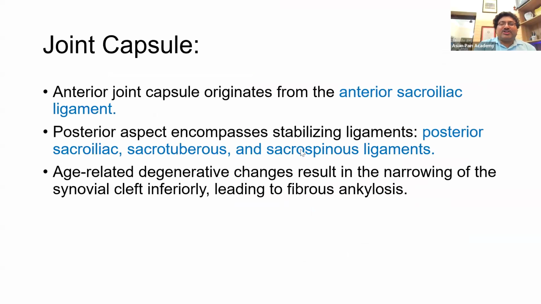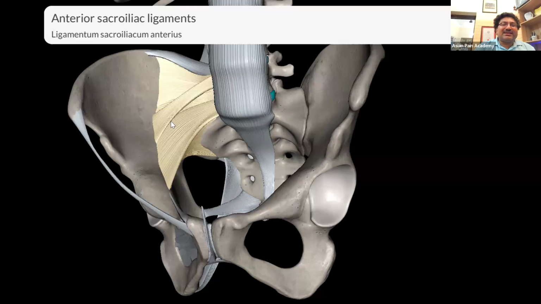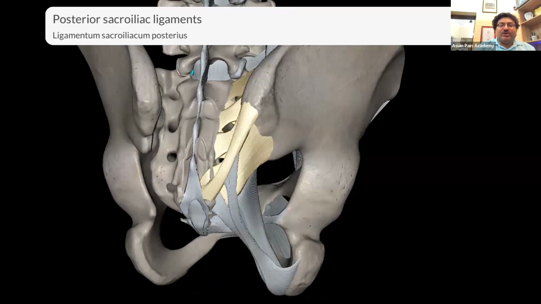The anterior joint capsule originates from the anterior sacroiliac ligament. The posterior aspect encompasses the stabilizing ligaments like the posterior sacroiliac, sacrotuberous, and sacrospinous ligaments. Age-related degenerative changes result in narrowing of the synovial cleft inferiorly, resulting in fibrous ankylosis. So these are the anterior sacroiliac ligaments stabilizing the joint from the anterior side. If you go towards the posterior side, we can see the posterior sacroiliac ligament, just underneath which there is the capsule.